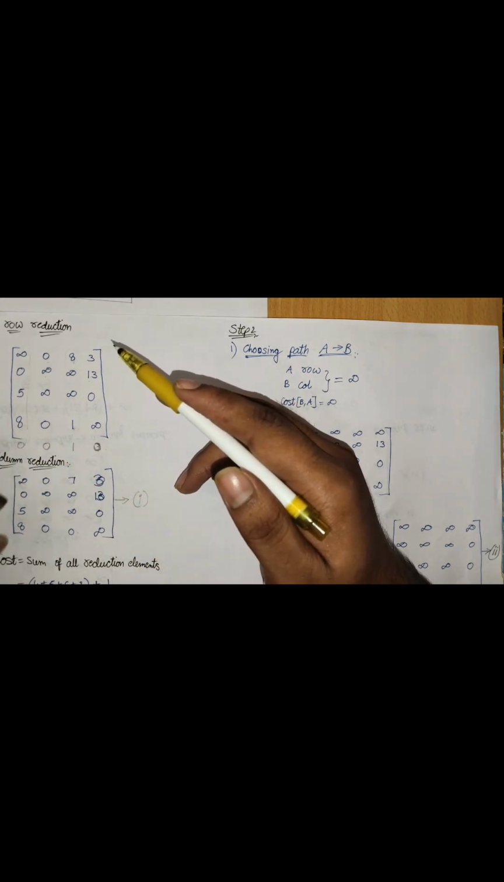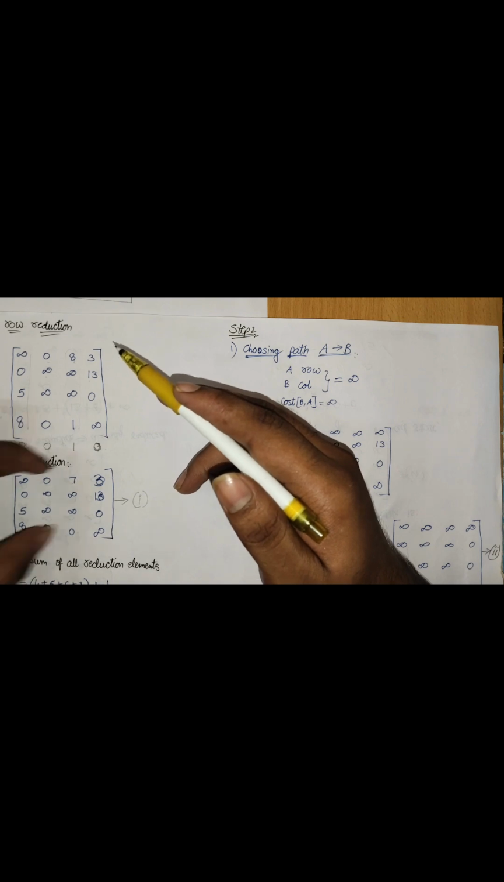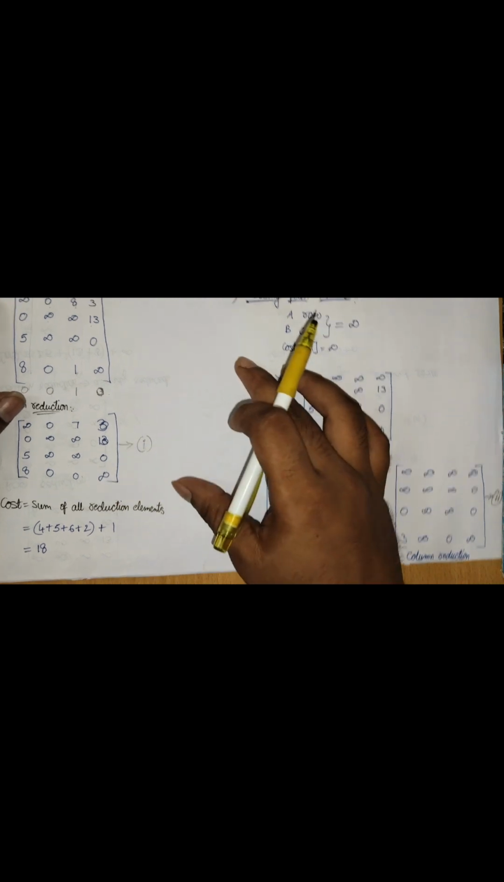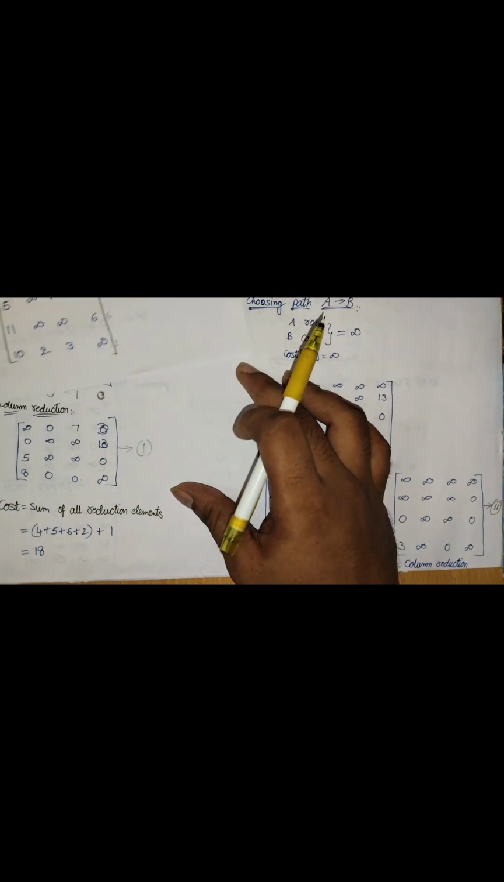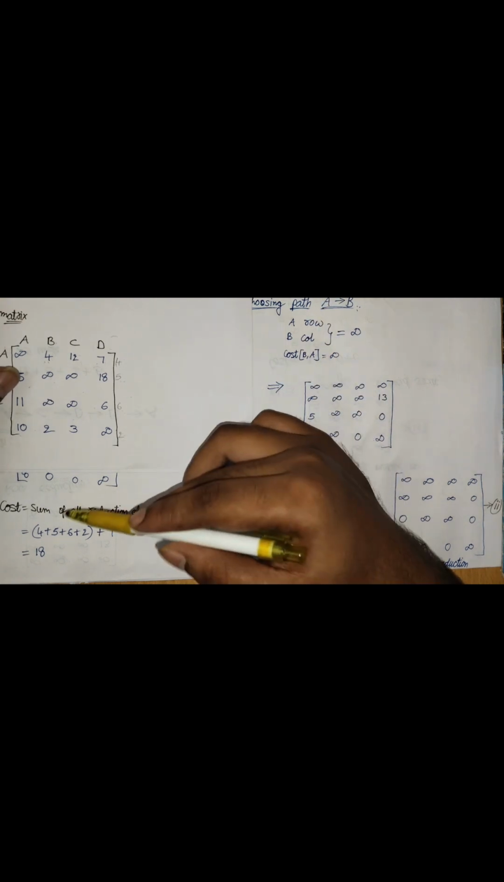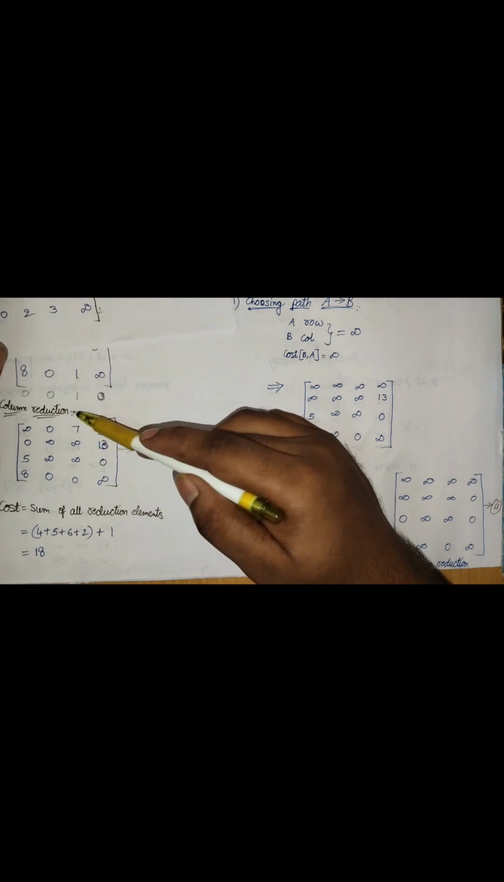Okay, now this is the reduced cost matrix. You have achieved the reduced cost matrix. Now let us assume this as 1. This numbering will be useful in the further steps, so I am giving numbering. So now let's calculate the cost. Cost equals the sum of all reduction elements. Sum of all elements you used for your reduction. Like in the row reduction, what are the elements you have used? 4, 5, 6 and 2. So you will be summing all the reduction elements 4 plus 5 plus 6 plus 2, and in the column reduction you have used only one element, that is 1. Plus 1. So this will give you cost as 18.